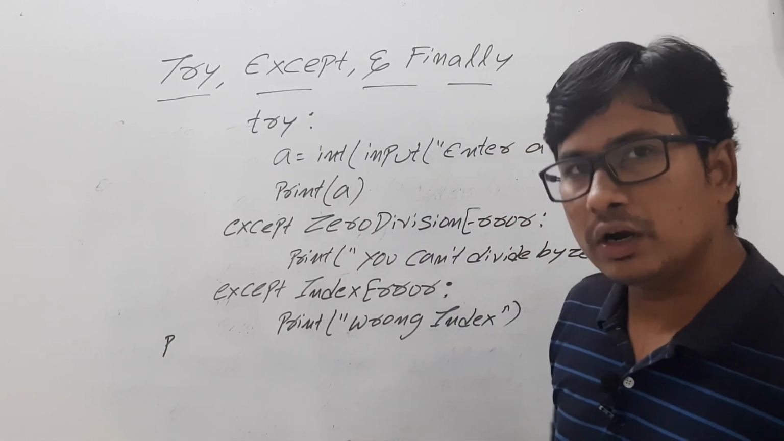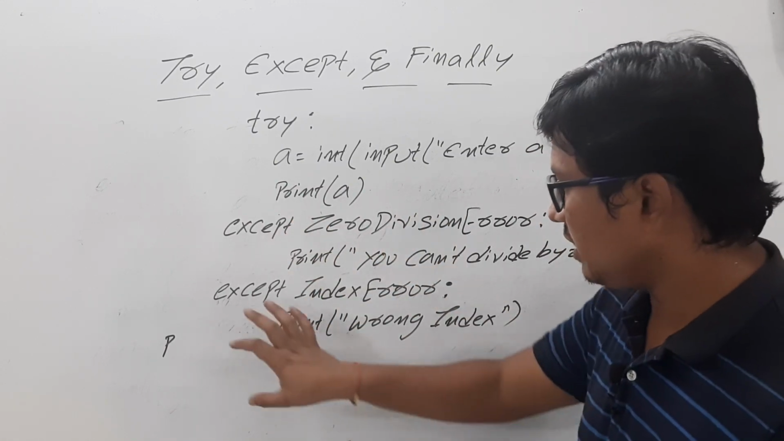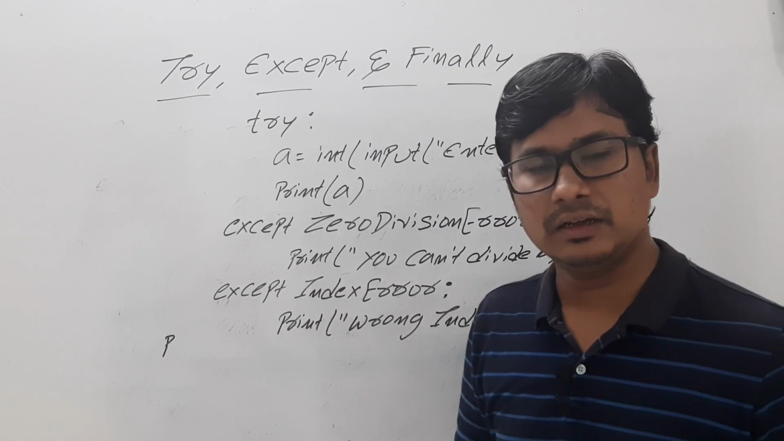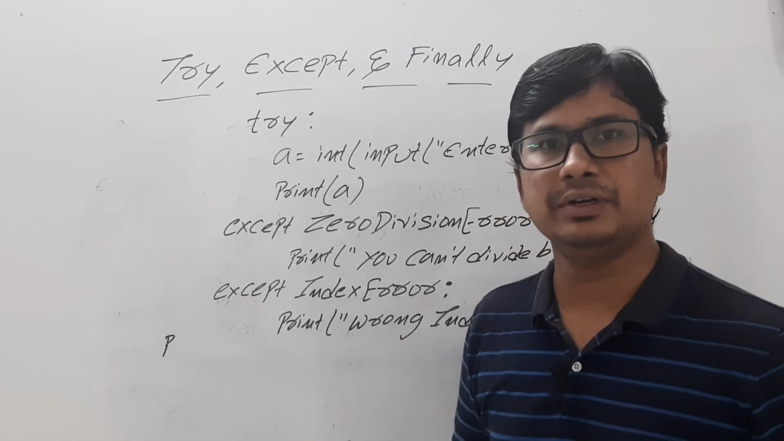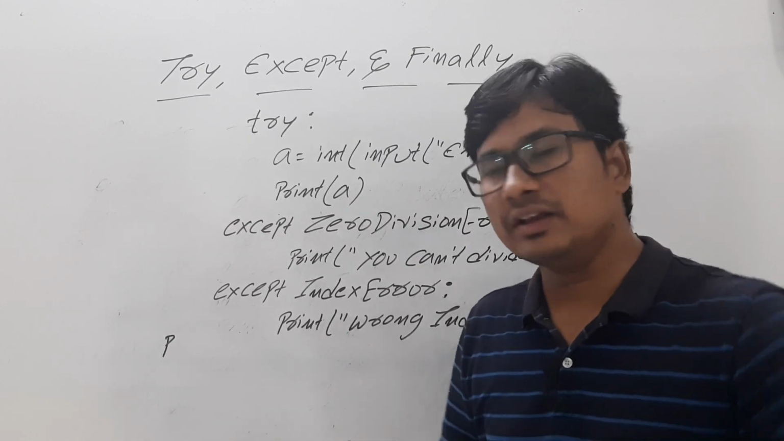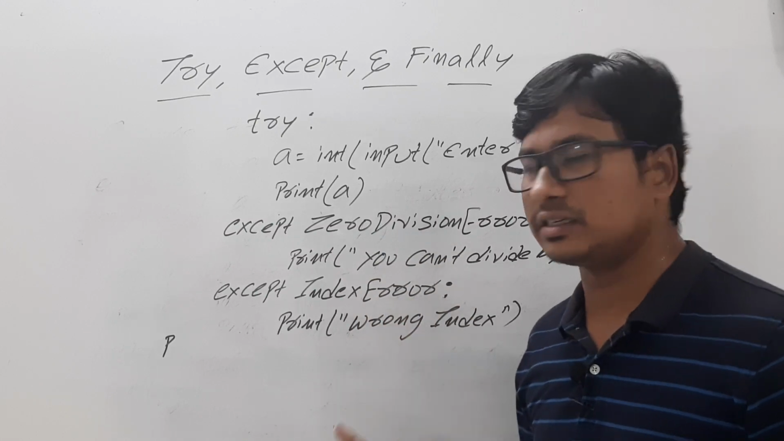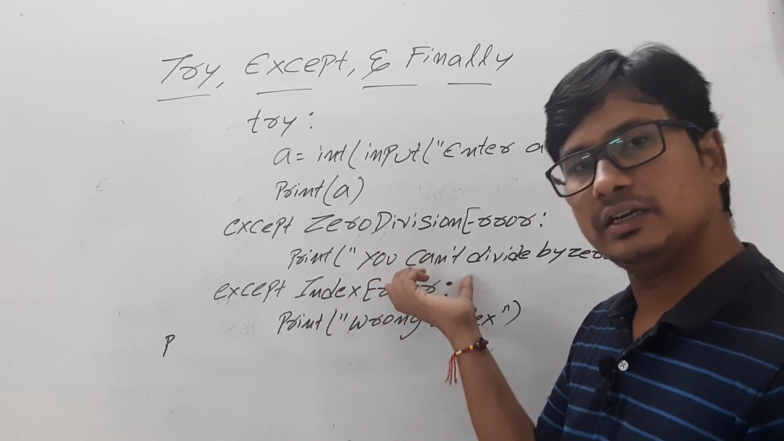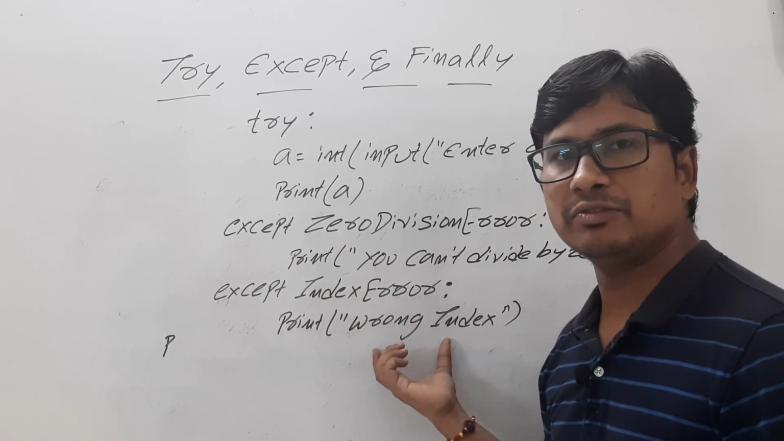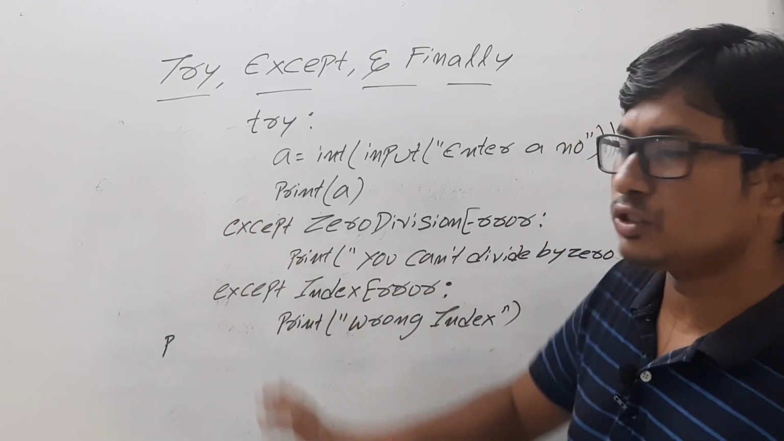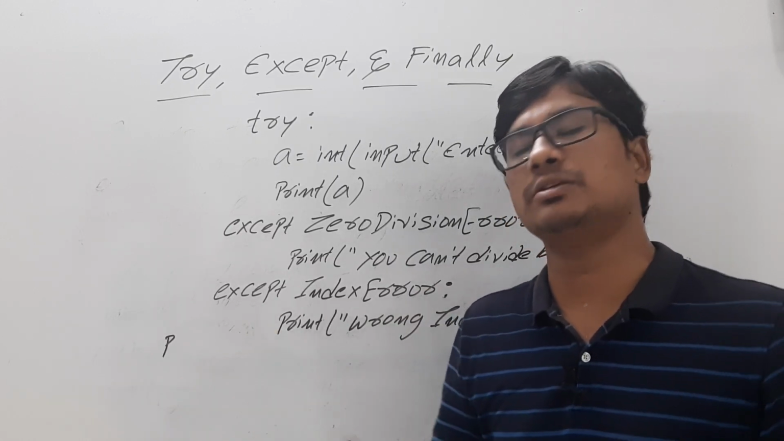Then in this case, what do you want to do? You have written the except block for the zero division error and the except block for the index error. You want to write some customized output or error for any other exceptions other than zero division error and index error. If it is a zero division error, this statement will be printed. If it is an index error, this statement will be printed. But if any other error comes, then you want to print some customized output.